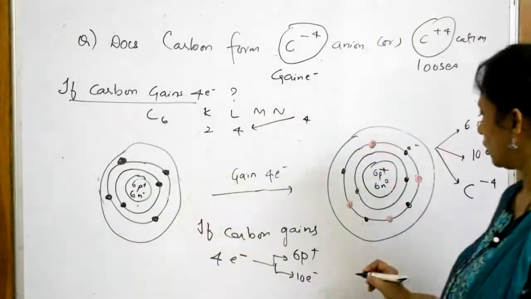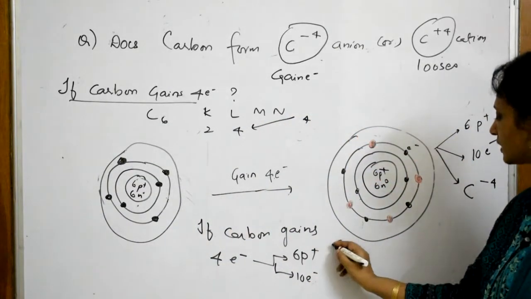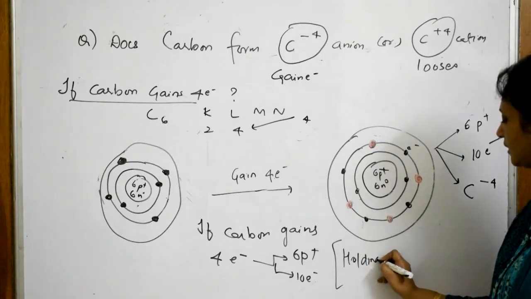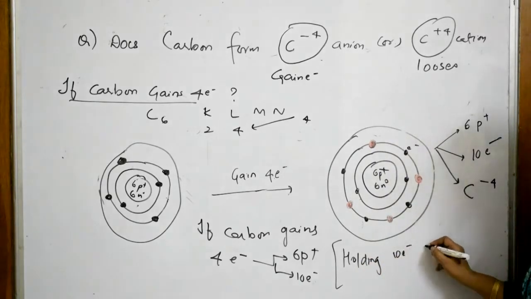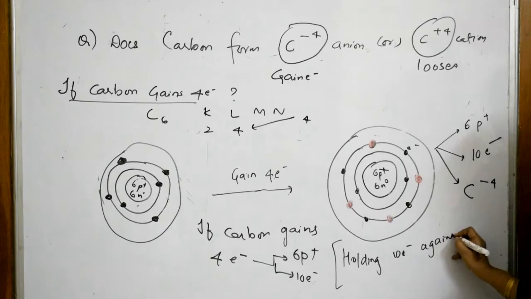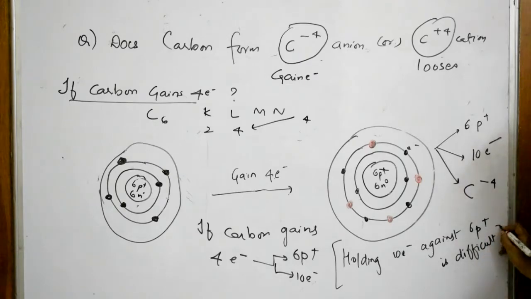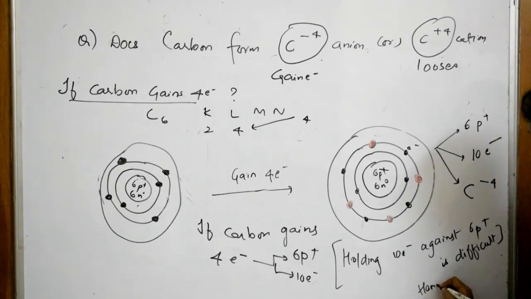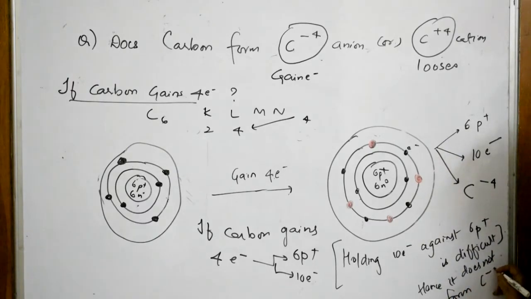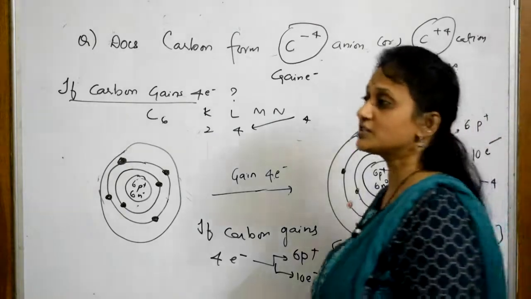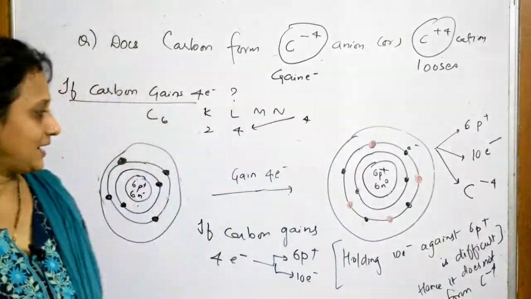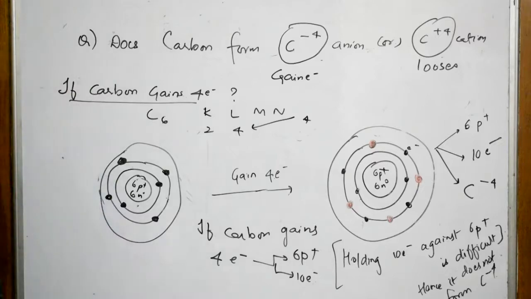You should write this, it is important: holding 10 electrons against 6 protons is difficult, hence it does not form, what does it not form? C minus 4 anion. Right students, C minus 4 anion it will not form. Right. Now let us see the next condition.